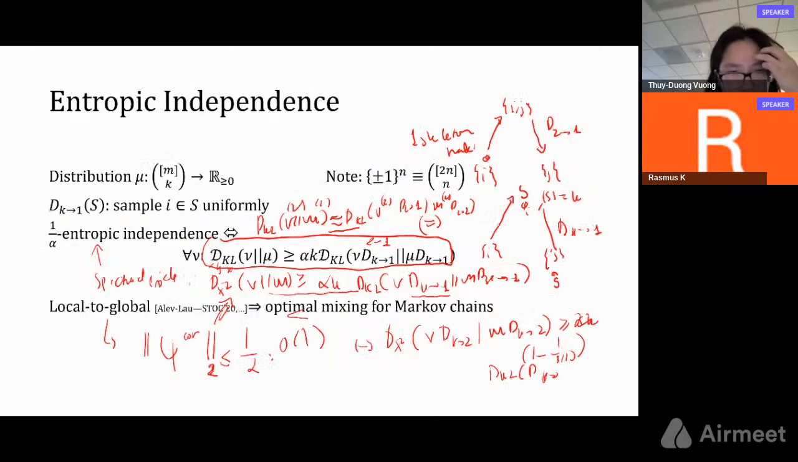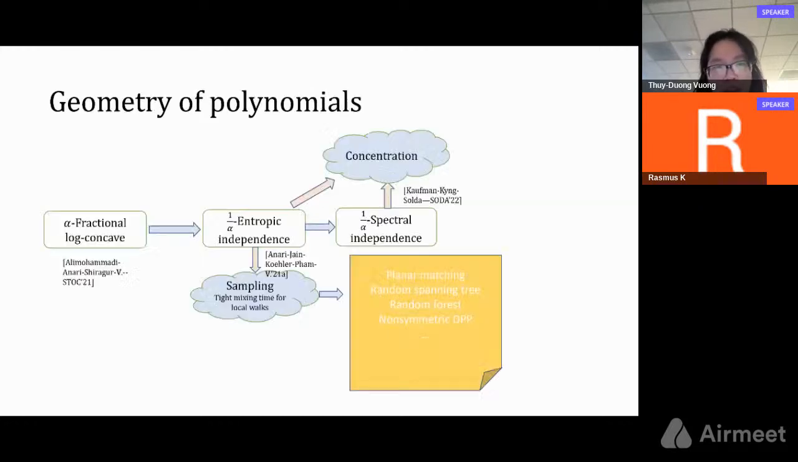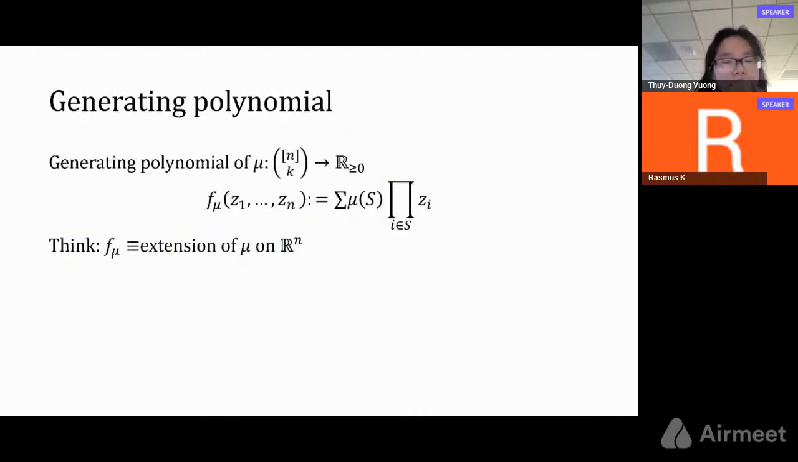So I will show an alternative way of viewing entropy independence, and with that way it will be clear to see why we have this implication from fractional log concave to entropy independence. So first we need some definitions. We define the generating polynomial of a distribution mu to be a polynomial in n variables, defined as the sum over S of mu(S) times the product of z_i for i in S. So think about this f_mu as an extension of the distribution mu on R^n.